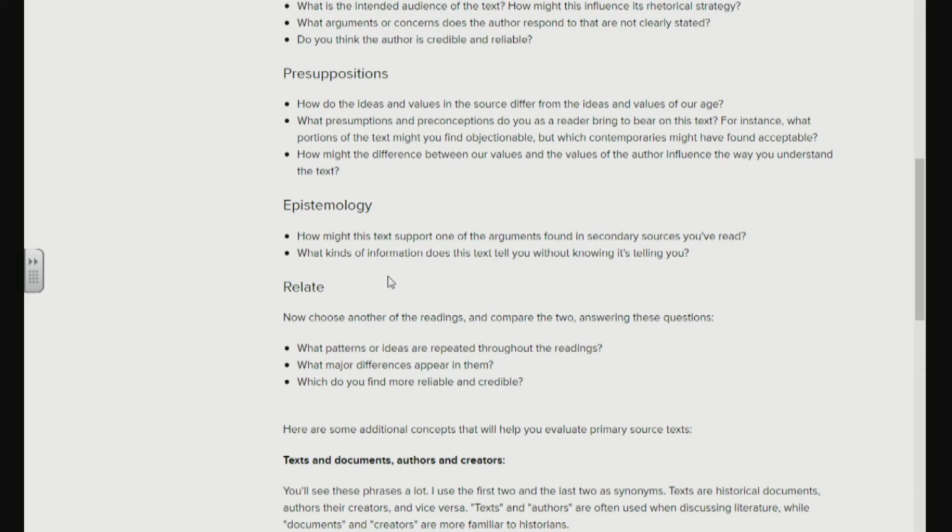You also need to figure out what kinds of information this text tells you without knowing that it's telling you. We all leave different ideas behind that we don't recognize that we're messaging to people. And that comes from reading between the lines. Finally, you should relate this text to other texts. So you could choose another of the readings that I've given you, and you want to find out what patterns or ideas are repeated in both of the readings, what major differences these two readings show, which one you find more reliable or credible, and how you might explain those differences.